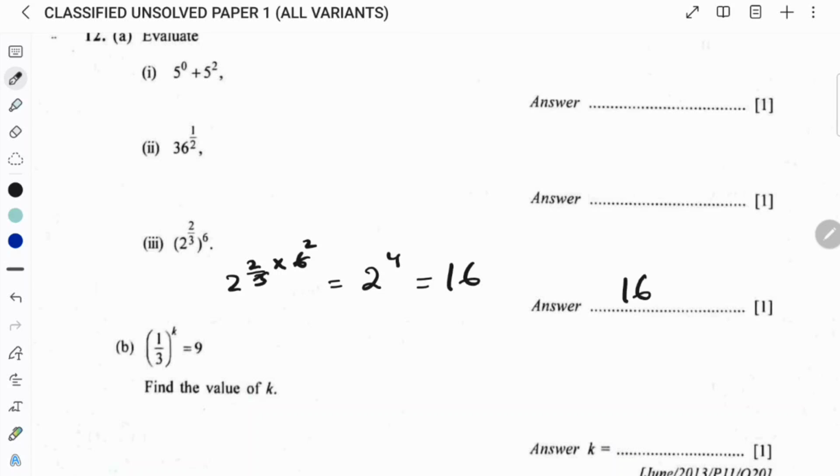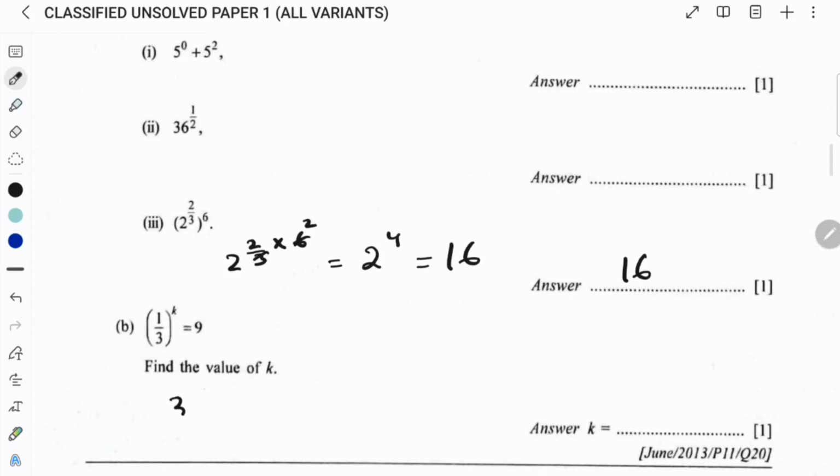So this is 16. 1 upon 3 to the power k is equal to 9. So 3 to the power minus k is equal to 3 square. So minus k is equal to 2, then k will be equal to minus 2 here. Okay, wait, k is equal to minus 2.